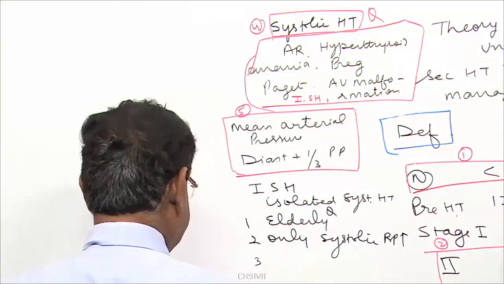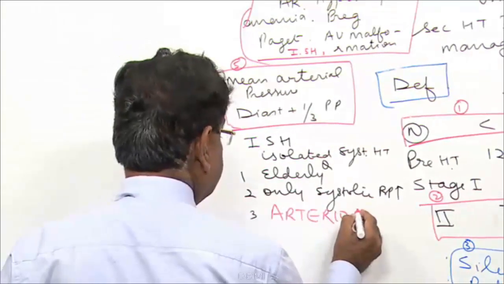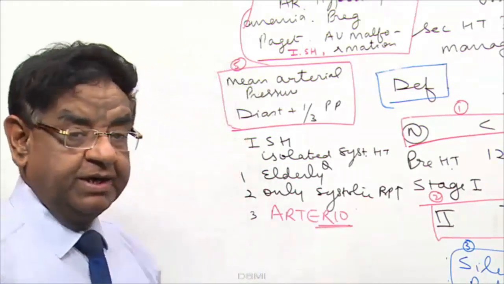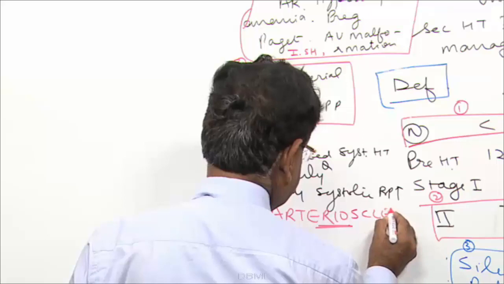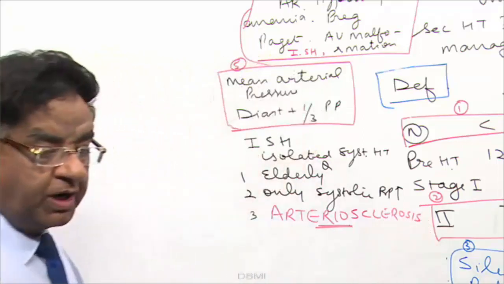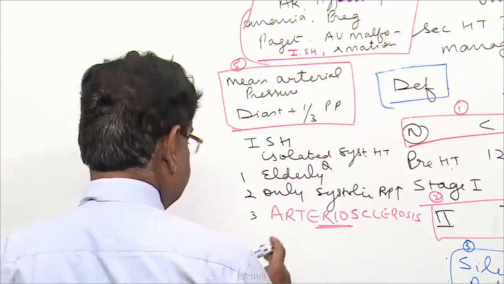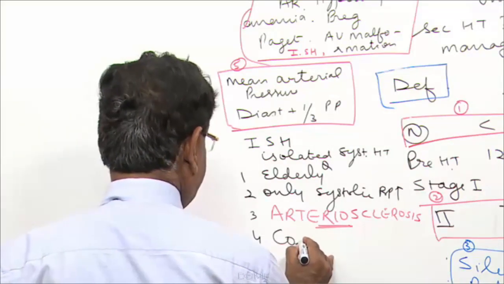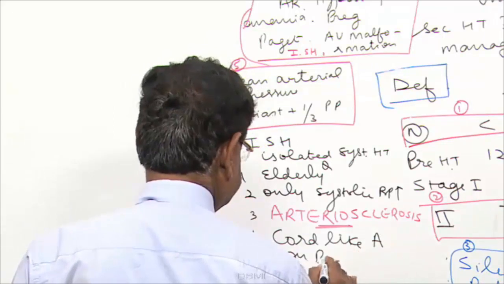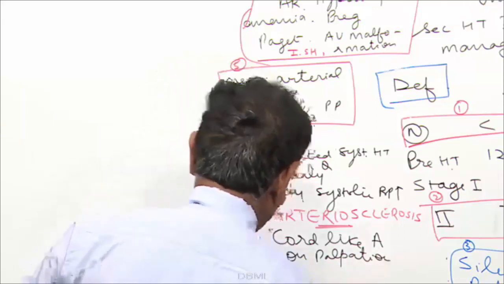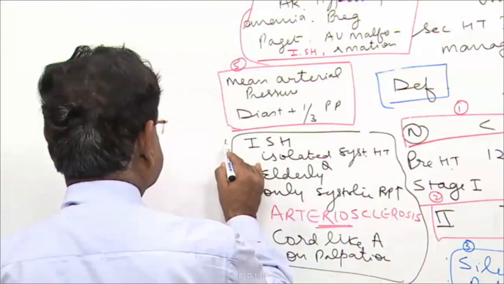And this is due to arteriosclerosis. Arterio. Point to be noted, it's not athero, it is arterio. Arteriosclerosis. Sclerosis. So it is due to arteriosclerosis, which is the main thing, and of course in this patient the arterial wall will be cord like artery on palpation. If you palpate, the artery is cord like. This is the ISH to be remembered. This is box number 6.